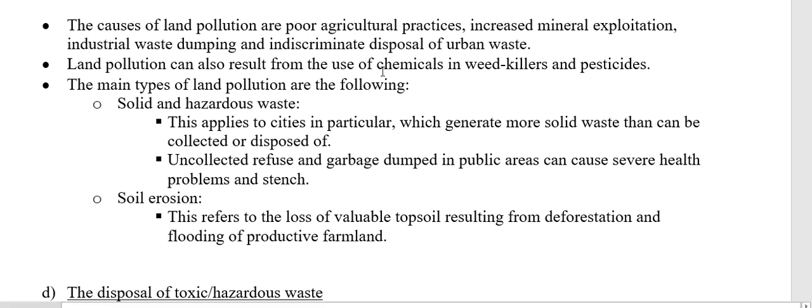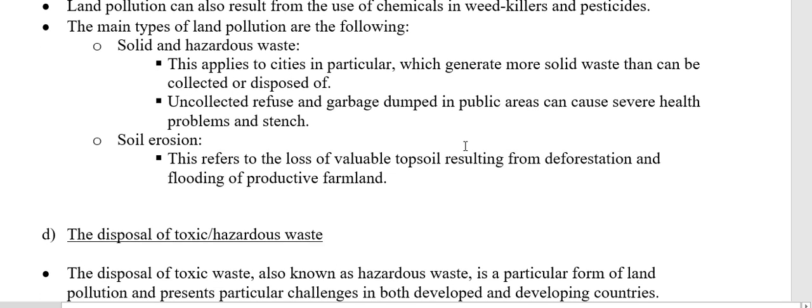All right, land pollution, okay, if we look at poor agricultural practices, for example, weed killers and pesticides. Now, I said before, the farmers make use of the pesticides to kill the insects so that they won't eat their crops, but the pesticides or the weed killers, it goes into the soil, it gets absorbed into the soil, and slowly but surely it damages the soils and it makes the soil toxic. All right, the main types of land pollution, okay, the solid and hazardous waste, and then soil erosion. Right, we'll talk about soil erosion more later.